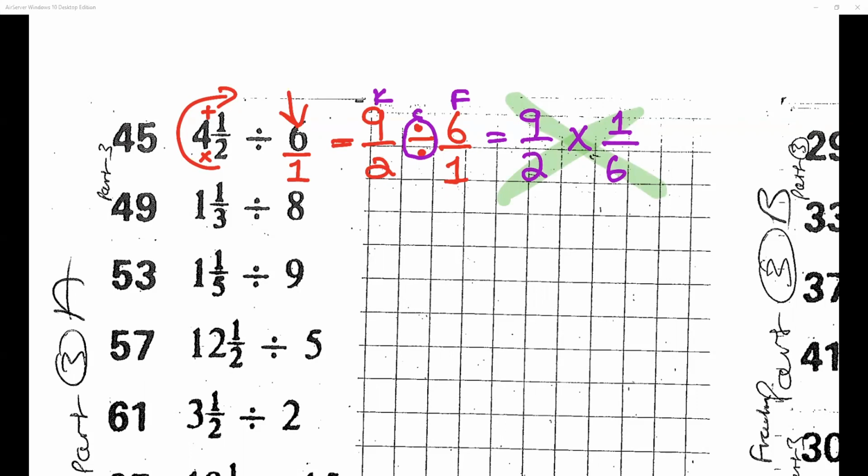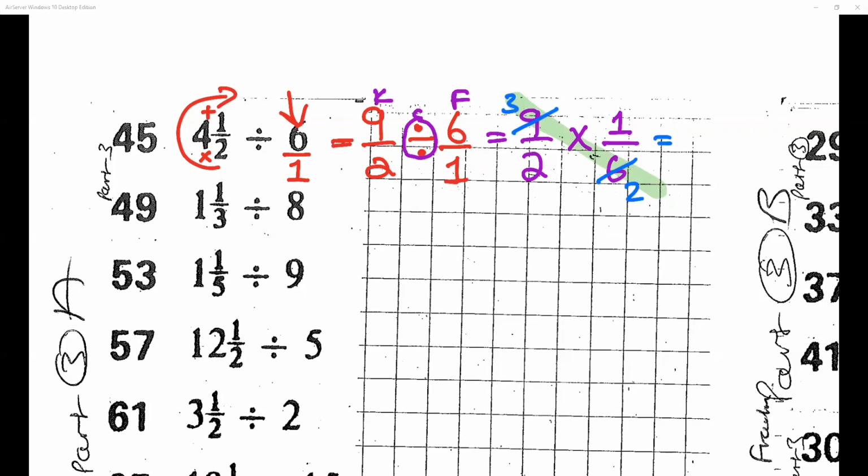No. Are you sure? I know you can't do it in one of them, so we can't do it in that diagonal. Can we do it in one? 2 and 1 won't cancel because 1 is already simple. It won't cancel any further. What about the 9 and the 6? Will they cancel? Yeah. What will they cancel by? 3. Fantastic. 6 divided by 3 is 2. 9 divided by 3 is 3.